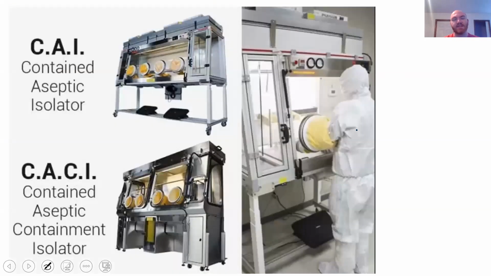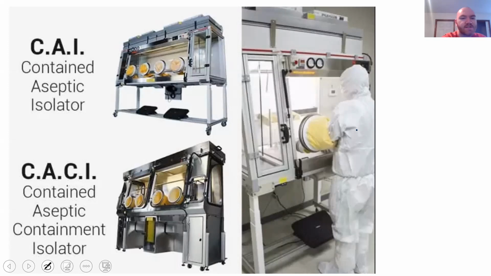Now the final type is the CAI or the CACI. These are glove boxes. These are a huge pain to work with. You'll see these in very hazardous compounding in terms of medicine, which you're not going to do very much of unless you're manufacturing items. Some locations will have this. And then for very sterile preparations like manufacturing, you can see these.